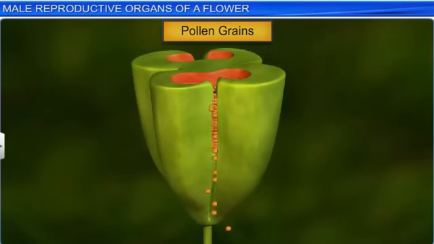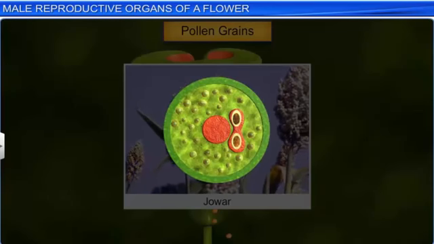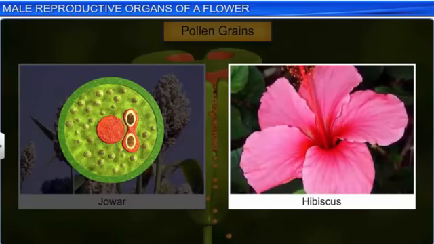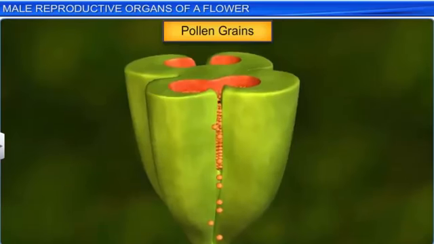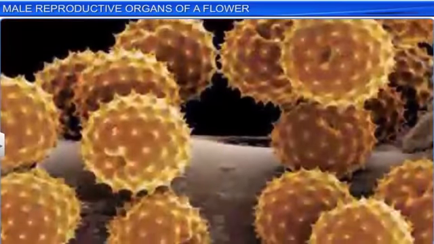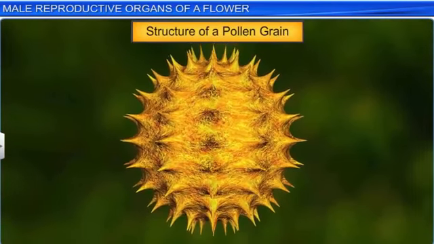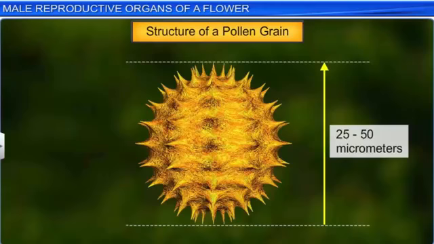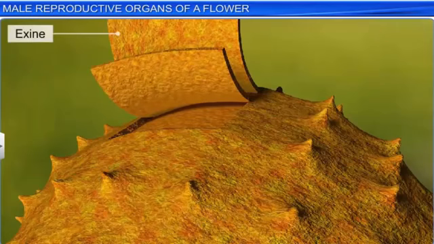Are you aware that in cereals such as jowar, the pollen grains are shed at the three-celled stage, whereas in 60% of angiosperms, which include plants such as hibiscus, the pollen grains are shed at the two-celled stage? Pollen grains, which represent the male gametophyte, come in a wide variety of sizes, shapes, and colors. A typical pollen grain, however, is spherical in shape and has a diameter measuring about 25 to 50 micrometers. It is surrounded by two layers of wall, exine and intine.